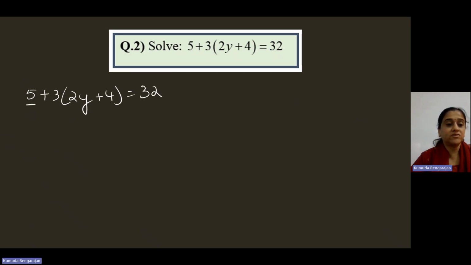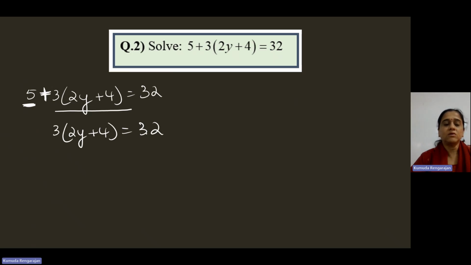Now first take this 5 to the other side. Now see here, there are two expressions connected by the plus sign. This is one expression, this is the other expression. Take this one to the other side. So write the rest of the equation other than what you have to transpose. You have to transpose 5. Don't write that. So you're going to write 3 into 2y plus 4 is equal to 32. Now we need to take 5 to the other side, right? So it's plus 5. So it comes to the other side as minus 5. This is the first step.